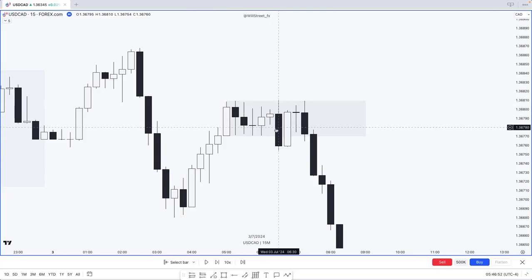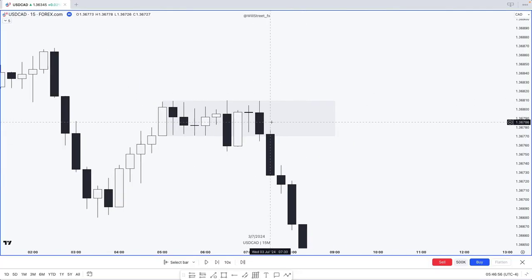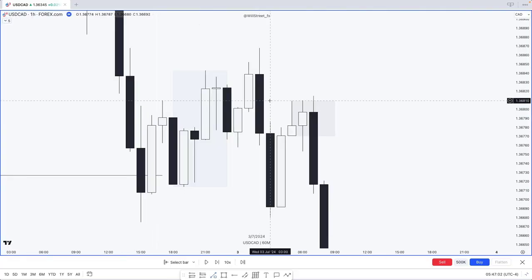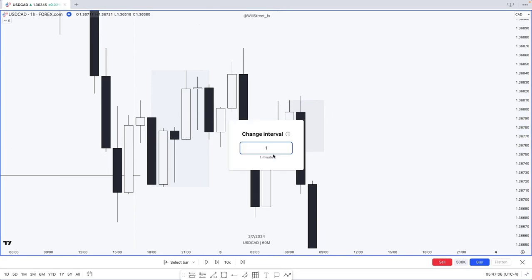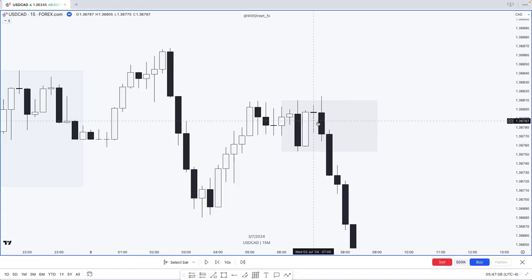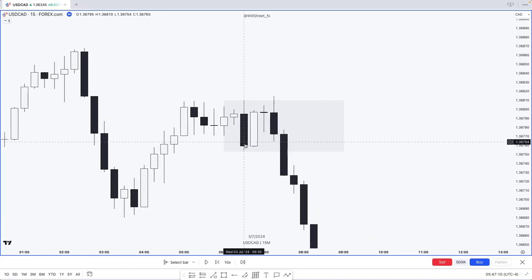Look, 6 a.m. makes the turtle soup, and 7 a.m. fails to get the turtle soup. So to me, this looks like this. This is our new range, and we want to go short on that range, which is also an hour.